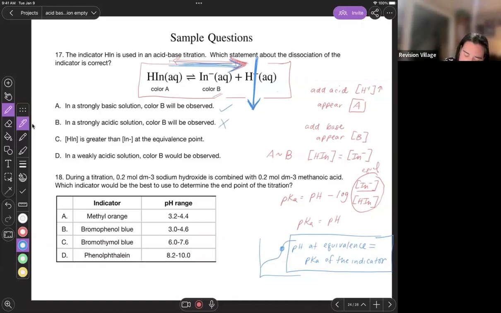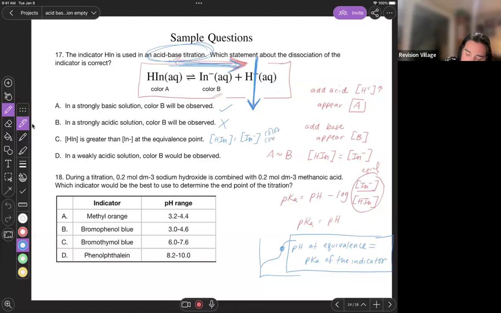Okay, this one's interesting. The protonated indicator concentration is greater than the deprotonated indicator at the equivalence point. Remember, we're doing a titration. When we speak of the equivalence point, we're speaking about the equivalence point of that acid-base titration. At the equivalence point, we want the amount of the protonated indicator to be equal to the amount of the deprotonated indicator because we want the color change.